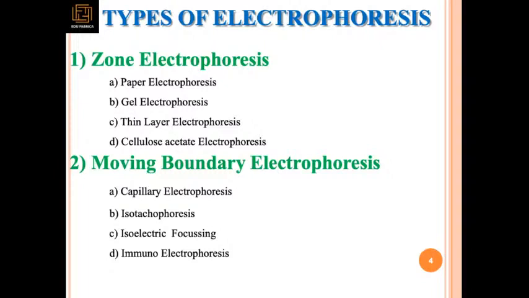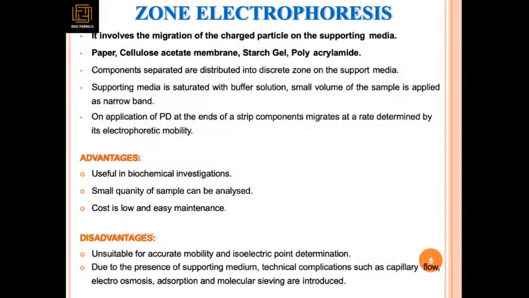So there are two types of electrophoresis: one is zone electrophoresis, one is moving boundary electrophoresis. Zone electrophoresis includes paper electrophoresis, gel electrophoresis, thin layer electrophoresis and cellulose acetate electrophoresis. And moving boundary electrophoresis includes capillary electrophoresis, isotachophoresis, isoelectric focusing, and immunoelectrophoresis. So these are the various types of electrophoresis. We will discuss each one of them today, from zone electrophoresis to moving boundary electrophoresis.